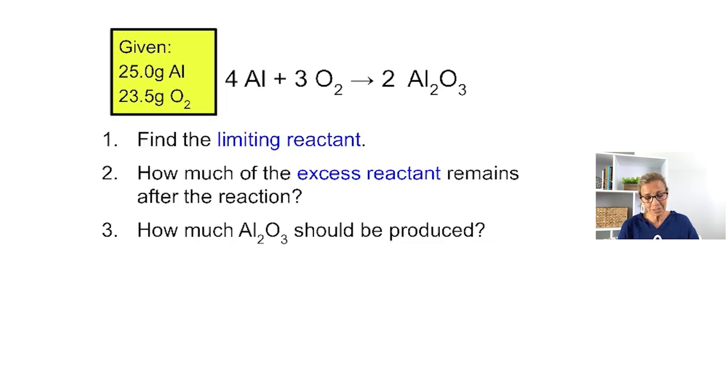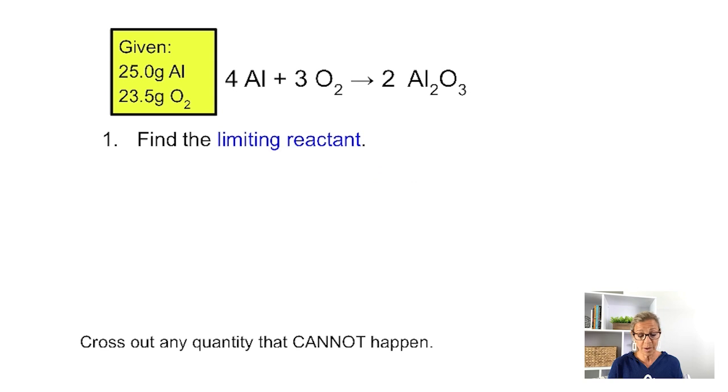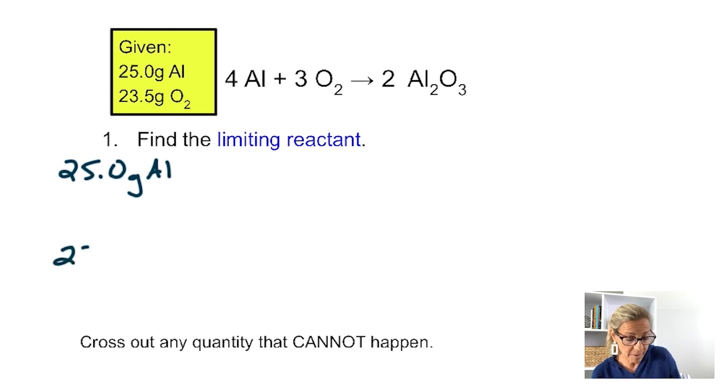All right, so let's do another problem. I've got grams of everything. I've got grams of aluminum and grams of oxygen. So we're going to find the limiting reactant first, and then we're going to do a couple more things. So first of all, just start with your quantities. And what we're going to do is find the moles of product that each one can produce.